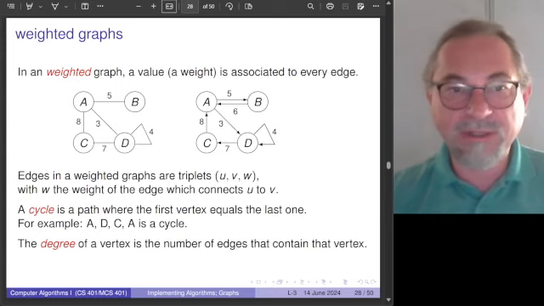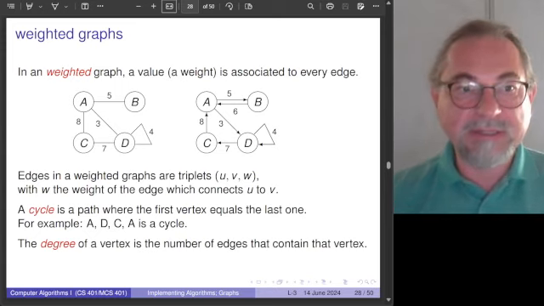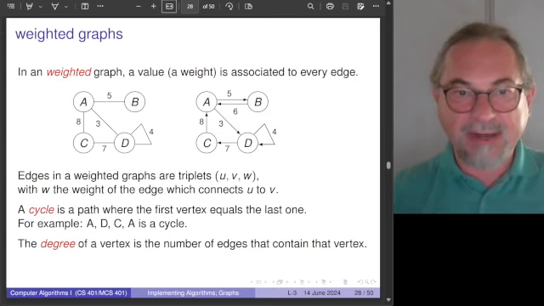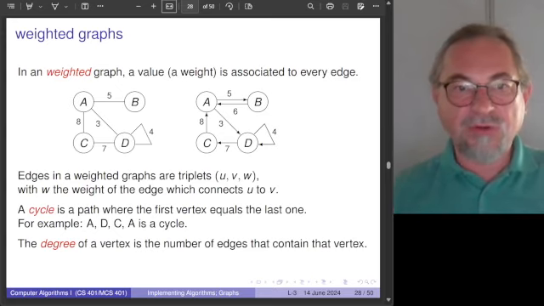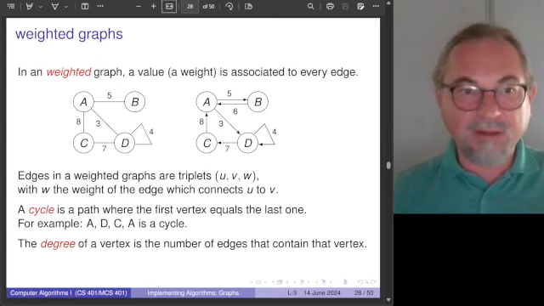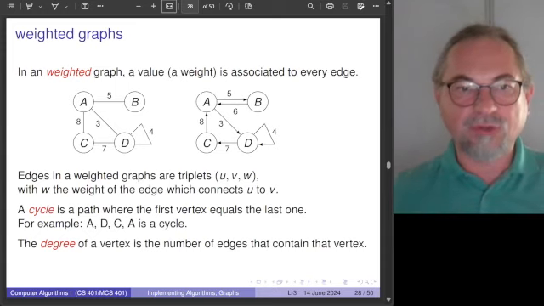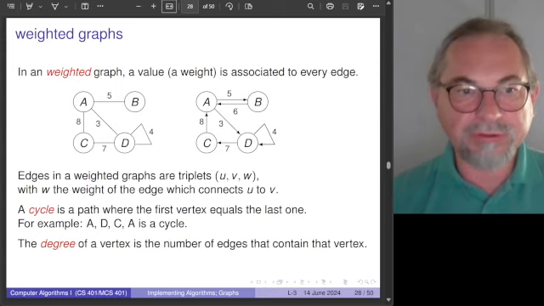Now, how do we store the weights? We can store them in the edge with each edge. So there is now an extra element. When there is an edge, we add the weight as the third element in the edge that connects the two vertices.